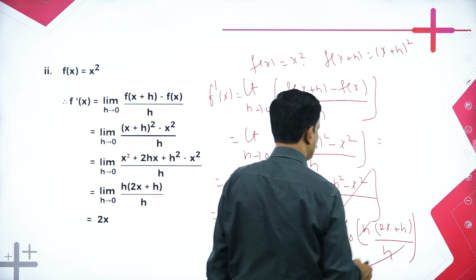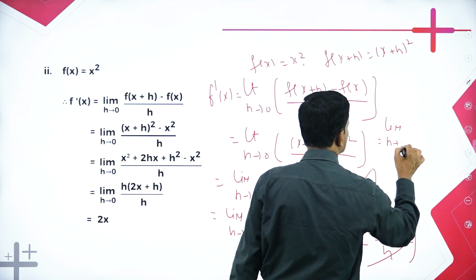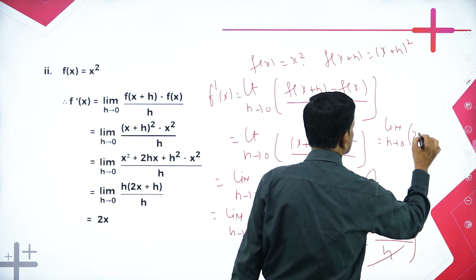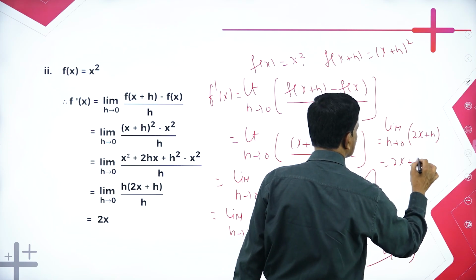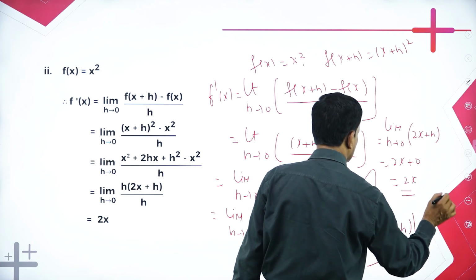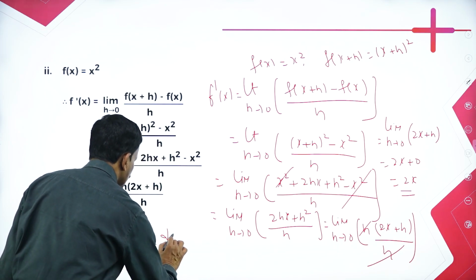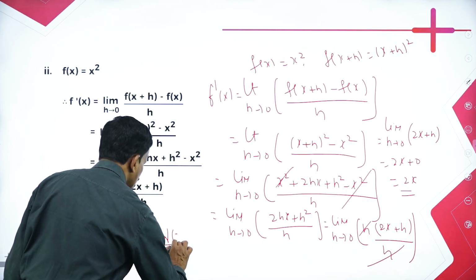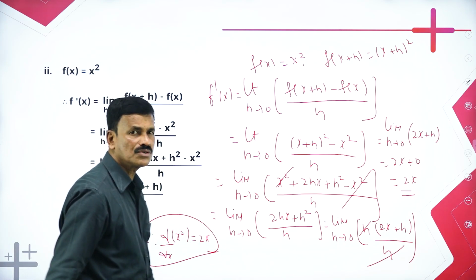You can apply the limit. So if you apply the limit, limit h tends to 0 of 2x plus h. If h is equal to 0, it means 2x plus 0, that is equal to 2x. So the derivative of the function, therefore d by dx of x square is equal to 2x. Derivative of x square is 2x.